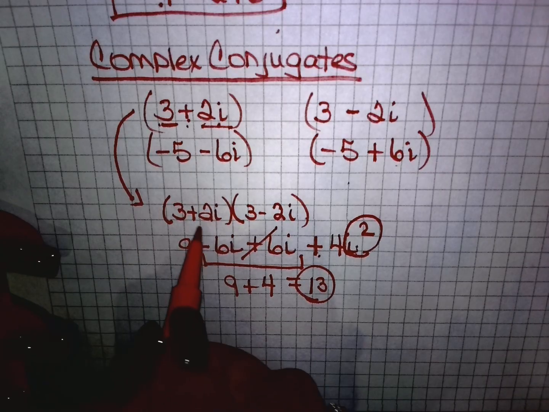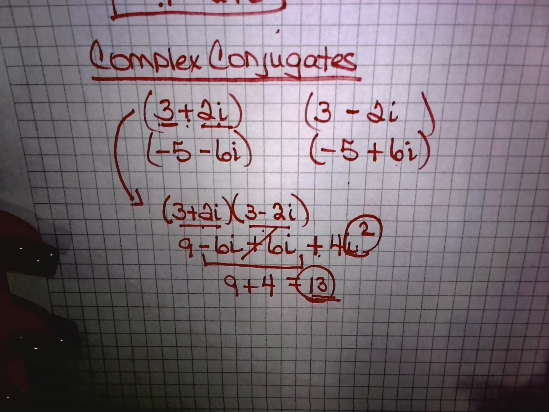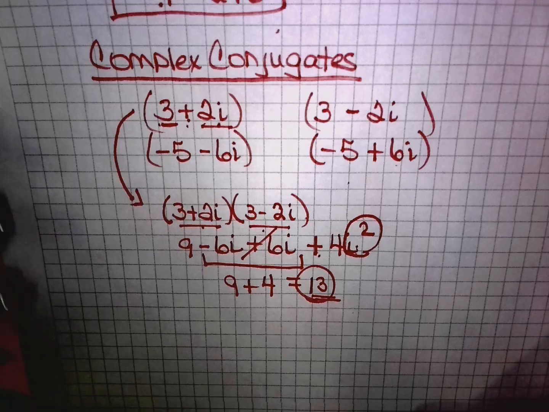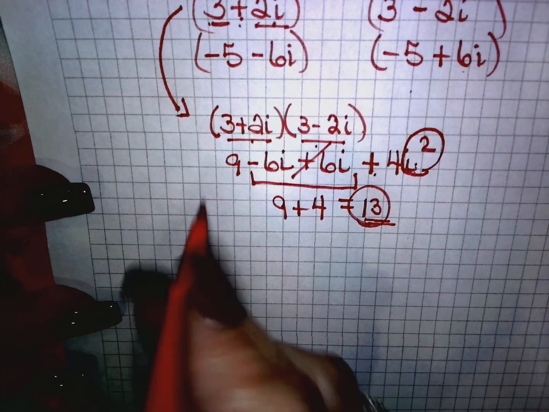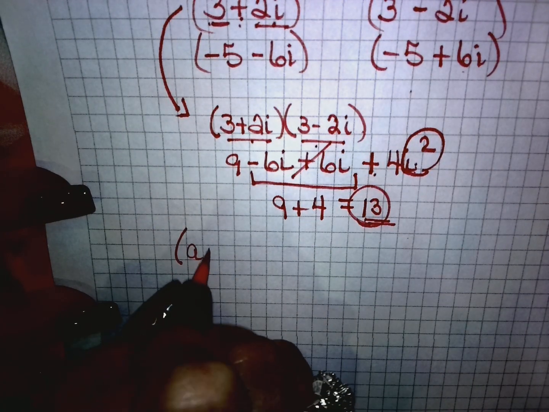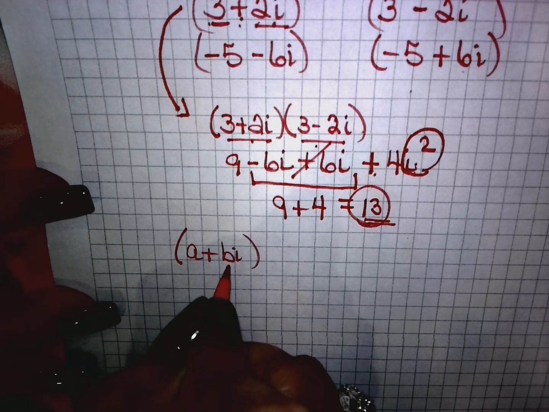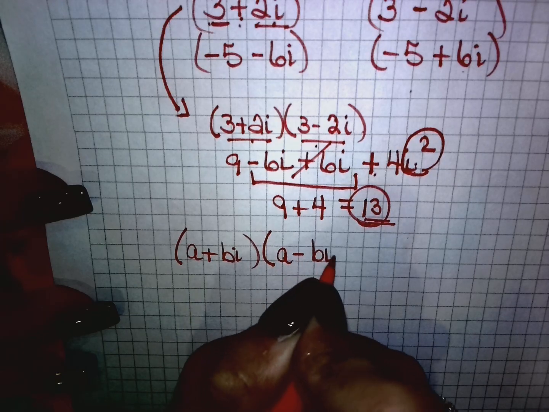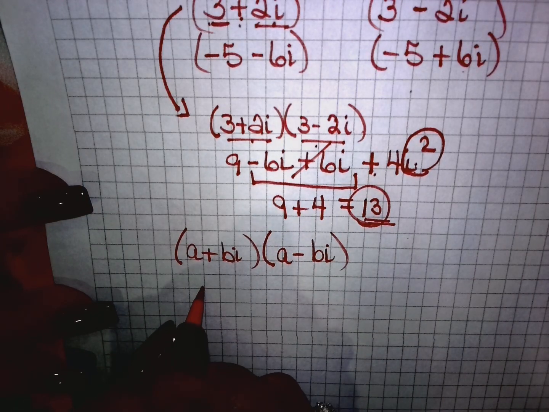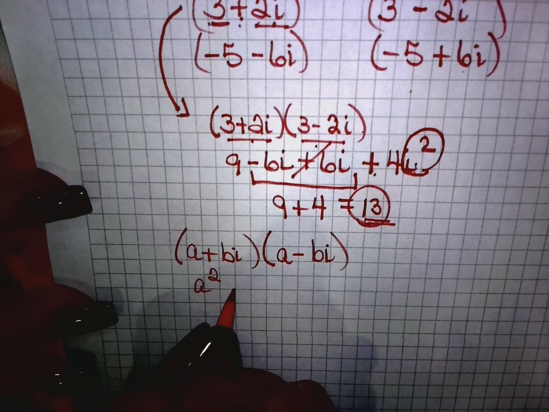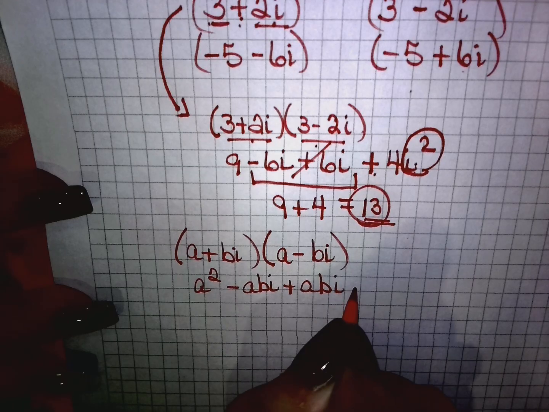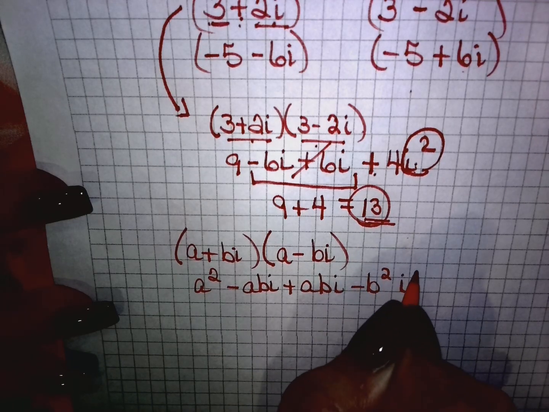So look how beautiful this is. Two complex numbers, multiply them together, and you're getting a real number out of it. All the imaginary stuff disappears. Now, if I wanted to generalize this, I would say a plus bi, any a plus any b times i, and you multiply that by a minus bi, you're going to get, again using FOIL, a squared minus abi plus abi minus b squared i squared.